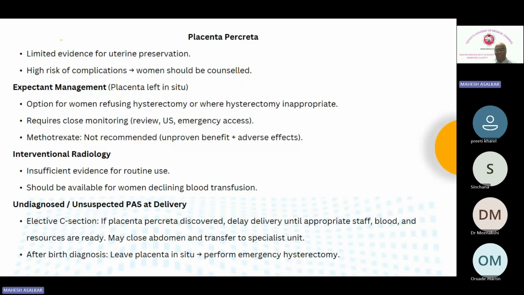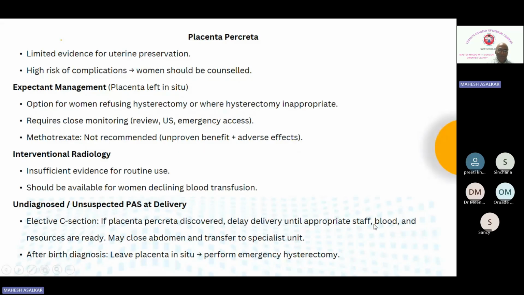If you get such kind of EMQ, you need to know this particular guideline very carefully. If placenta accreta is discovered, delay delivery until appropriate staff, blood and resources are ready. So if you have an option that says confirm the availability of blood and wait for the consultant to come, that can be an appropriate option here. Generally, closing the abdomen may not be expected in a well-equipped setup, but if it is a secondary setup, such questions are generally not asked. After birth diagnosis, you can leave the placenta in situ and perform emergency hysterectomy.